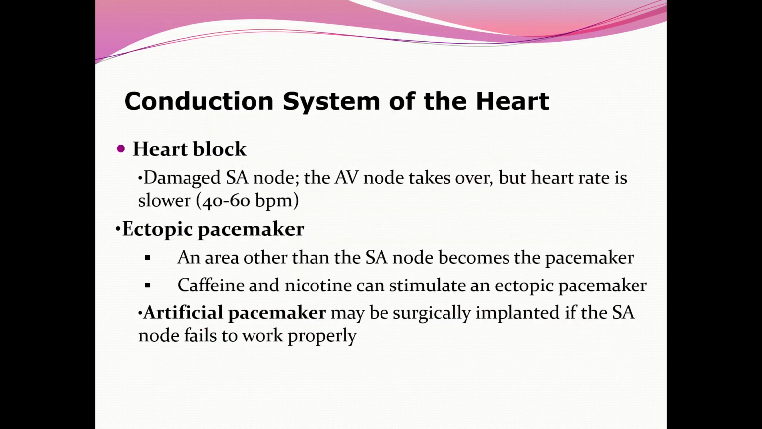Heart block occurs when the SA node is damaged. The AV node has to take over, but the heart rate is slower, about 40 to 60 beats per minute. An ectopic pacemaker is an area other than the sinoatrial node. Caffeine and nicotine can stimulate the ectopic pacemaker. An artificial pacemaker may be surgically implanted if the sinoatrial node fails to work properly.